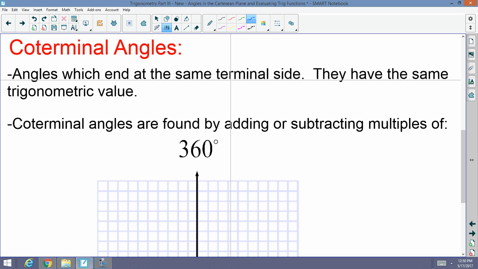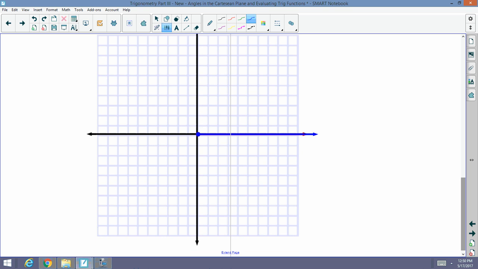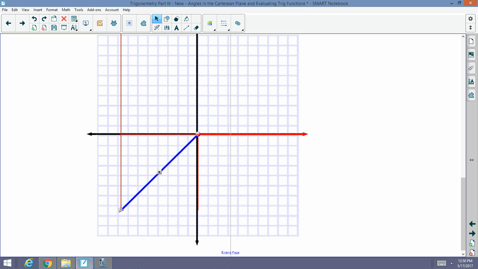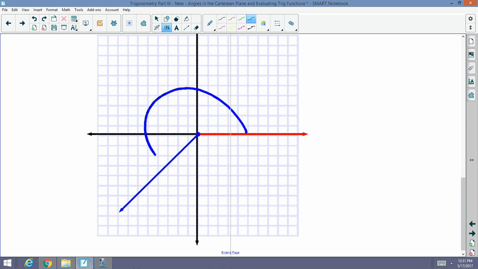How do you find coterminal angles? By adding or subtracting multiples of 360. The only way to show you this is by showing it to you. I already set this up for us, and my initial side is in red, and my blue is going to be my terminal side. So how about I go right here? And this theta here, let's say I went 90, 180, and let's say that I went another 60. So my theta here is 180 plus 60, so this is 240.